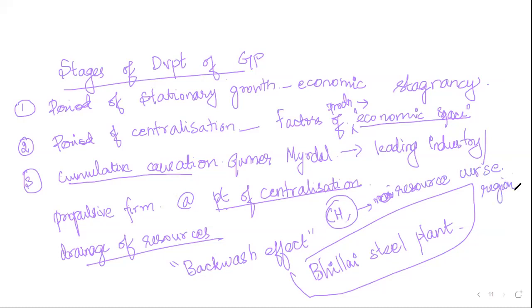What is a resource cursed region? Chhattisgarh, Jharkhand. These are all resource rich regions. But in spite of so many minerals that it has, it is still a very, very poorly developed state of our country. This is called resource cursing. This is called resource cursed regions.